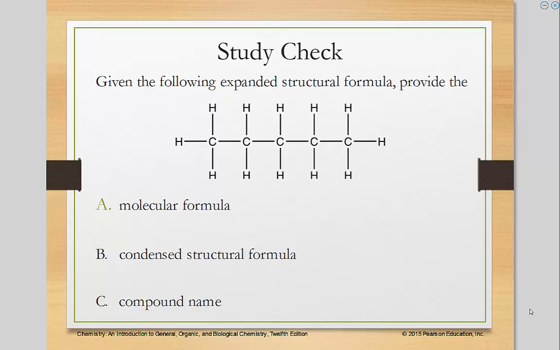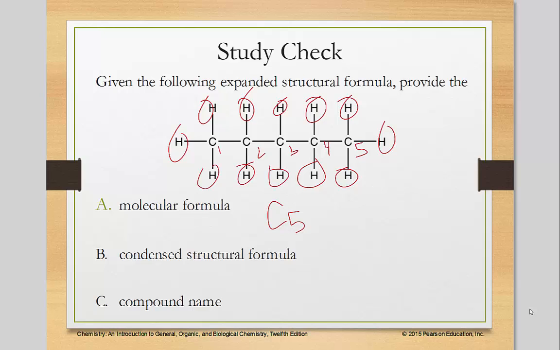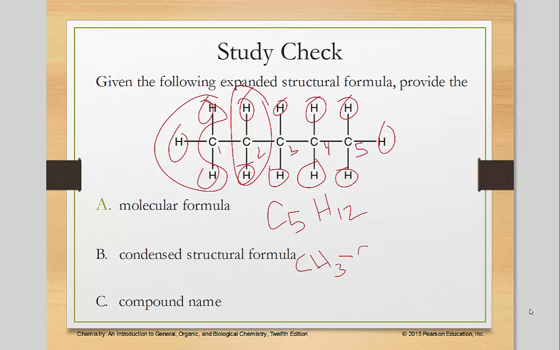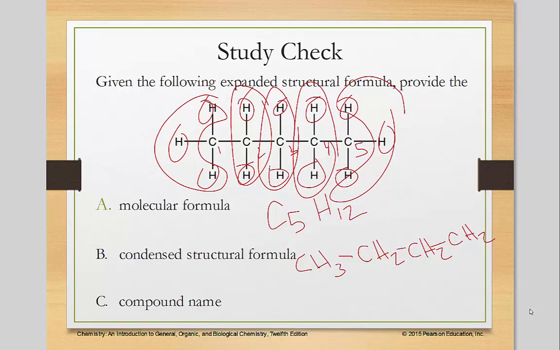Alright, so let's do some practice. First of all, let's figure out the molecular formula of this. We have 1, 2, 3, 4, 5, so we have 5 carbons. And 1, 2, 3, 4, 5, 6, 7, 8, 9, 10, 11, 12, so H12. The condensed structural formula, we're going to take all these hydrogens and condense it down to CH3. This becomes CH2, this becomes CH2, this is CH2, and then finally, this becomes CH3. And that's your condensed structure.